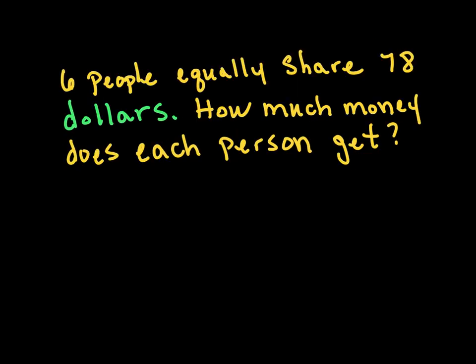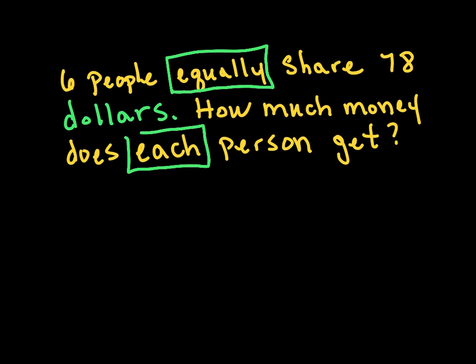In our next example, 6 people equally share $78. How much money does each person get? Well, remember when I told you in the beginning of this lesson, important words to look for. I see the word equally, and I also see the word each. And they also gave us another important clue, which is the total. So we know that we're going to divide this up.